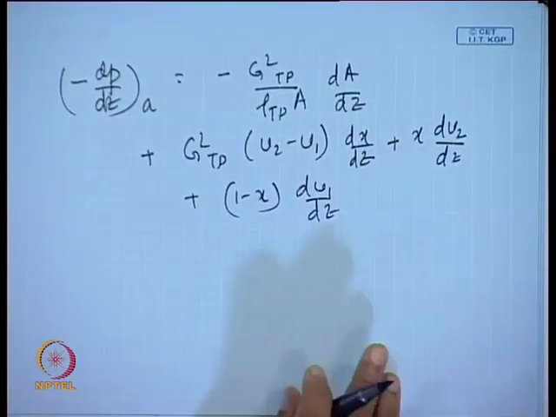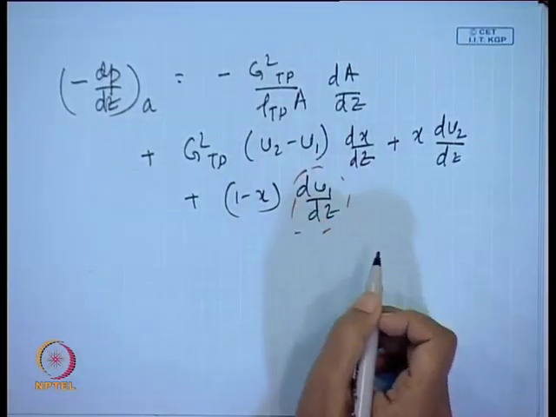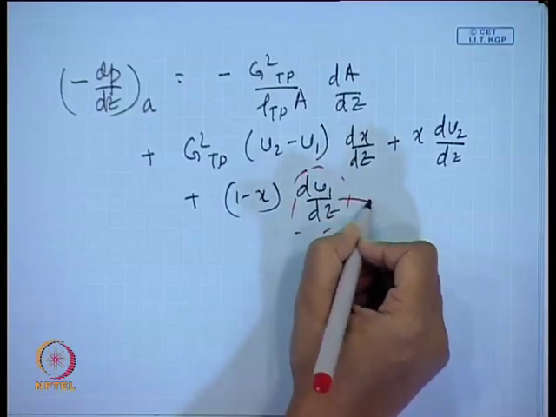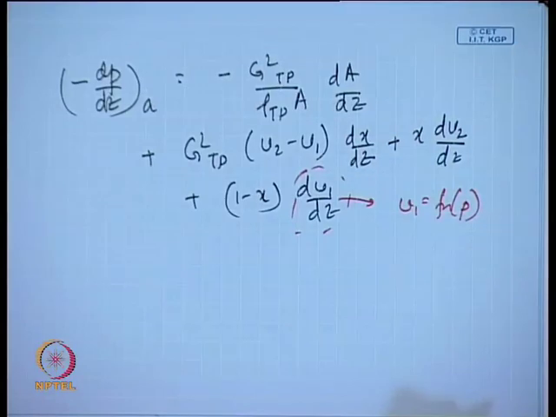Now, in this expression you see why is this particular V1 varying with z. It will vary only if V1 is a function of pressure.